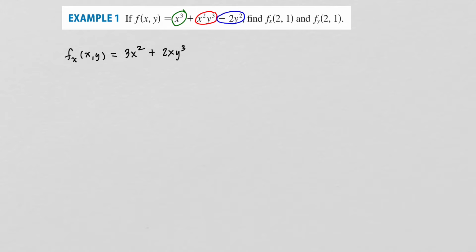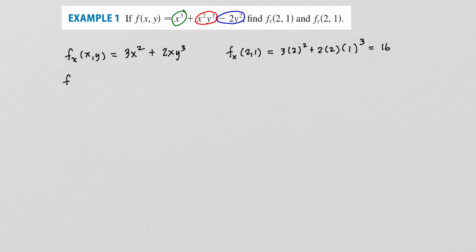Now, to find the partial derivative with respect to x at the point 2, 1, we simply plug in x equals 2 and y equals 1 into our partial derivative. So this will be 3 times 2 squared plus 2 times 2 times 1 cubed, right? So again, x equals 2 and y equals 1. Now if we do the math on that, we get 3 times 4 is 12, plus 4 is 16.